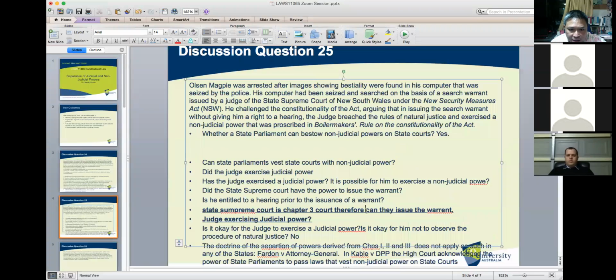Let me just point out something here. There is a statement here that State Supreme Court is a Chapter 3 court, therefore they can issue the warrant. That's strange. I would have thought that statement would have said that because it is a Chapter 3 court, then it cannot issue a warrant. Because typically, remember, the issuance of a warrant happens in the absence of an actual controversy. It is on the court's own initiative. So if we say that it is a Chapter 3 court, then the logical statement would have been that it cannot issue a warrant.